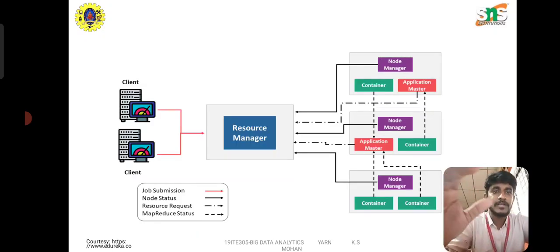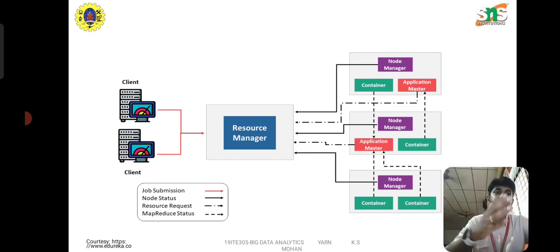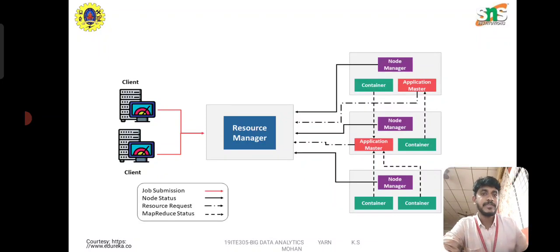Then the client and other things: the resource manager is connected with the node manager, application master, and container. The node manager has containers. The client is connected with the resource manager, which is connected with the node manager and other processes. In the red color, job submission, the completed jobs should be submitted to the resource manager from the client side. The node status goes by a single arrow from the node manager to the resource manager, giving the status of how many nodes there are and what state they are in. It is submitted to the resource manager.